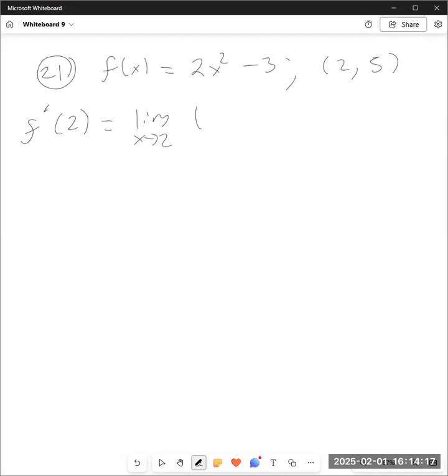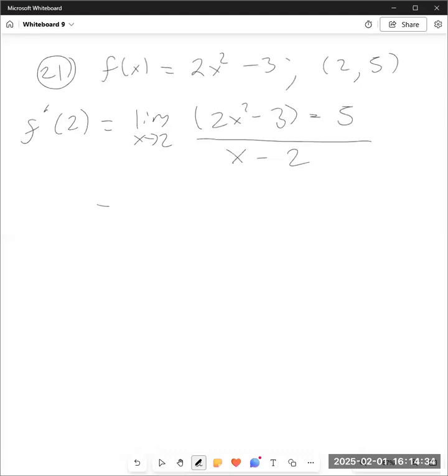Number 21 says f of x is equal to 2x squared minus 3, and we're given the point (2, 5). When we plug 2 in, that's a 4. 4 times 2 is 8. 8 minus 3 is 5. Yes, it is. So we want f prime of 2 is equal to the limit as x approaches 2 of f of x minus f of c, which is right there, over x minus c, which is right there.